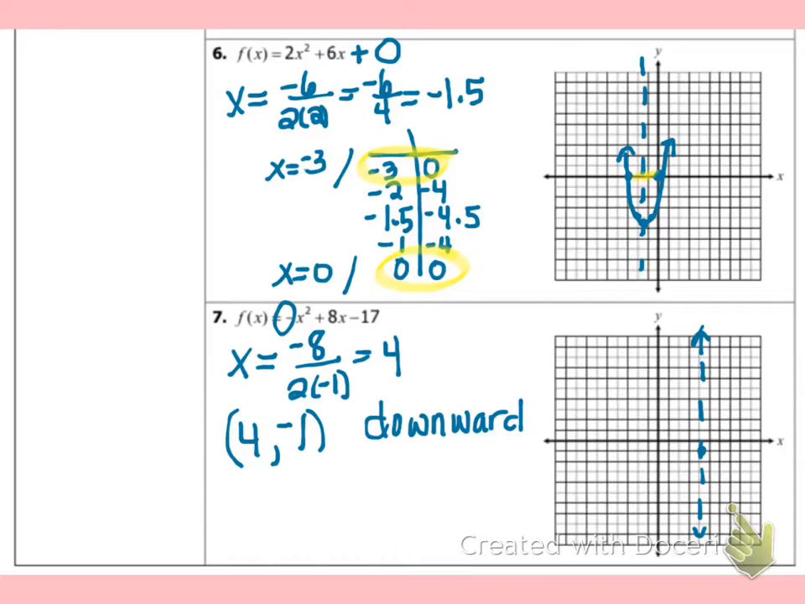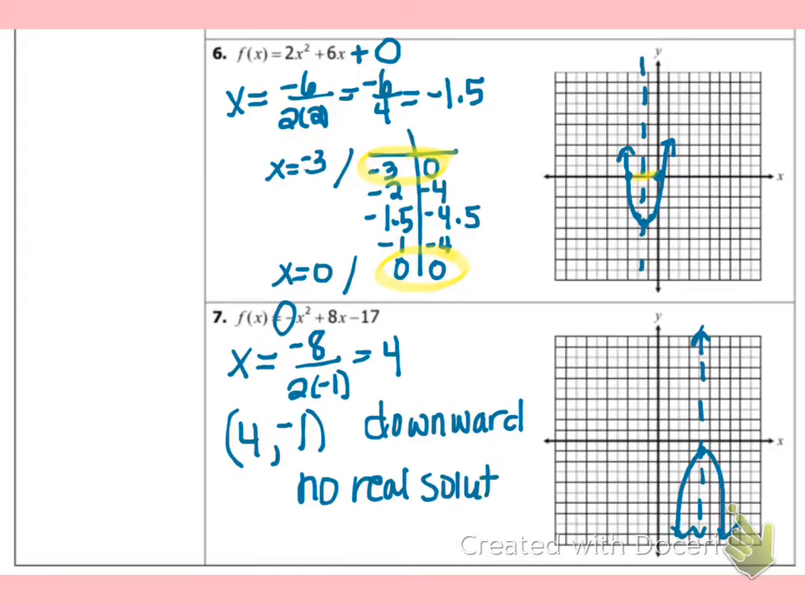So this thing's going to open down, and no matter what other coordinates I get, I know it's going to look something like this, even if I don't put specific coordinates on there. My goal in this question was to find the solutions, and I can tell there are no real solutions. So I could say no real solutions.